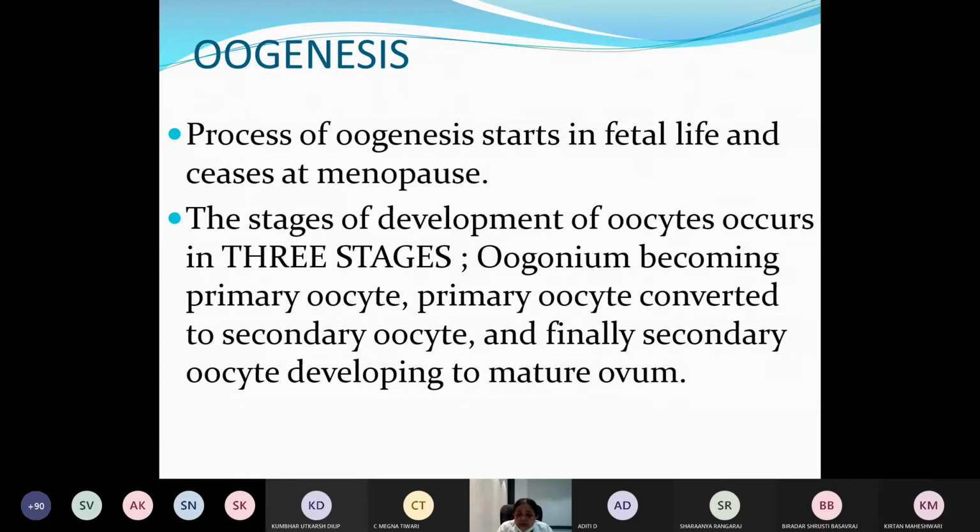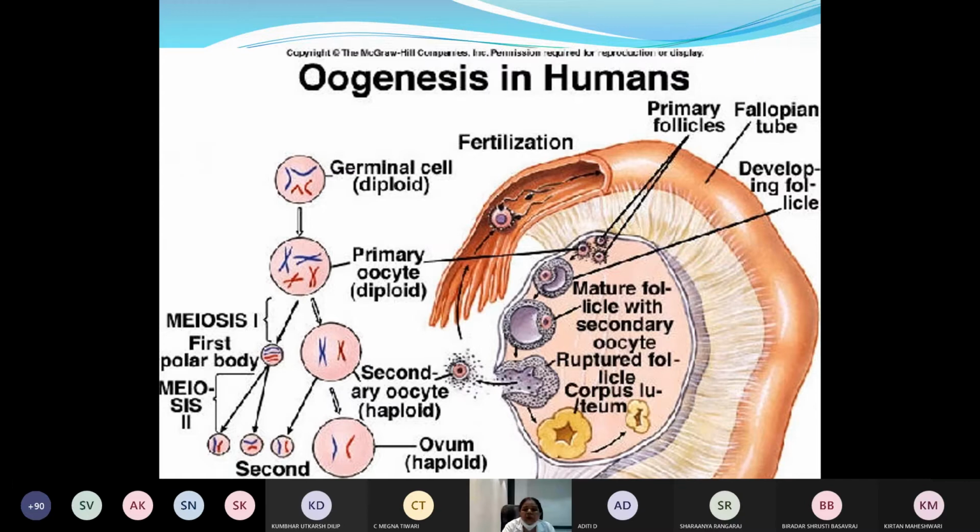Oogonium becoming primary oocyte, primary oocyte converted to secondary oocyte, and finally secondary oocyte developing to mature ovum. This is oogenesis in humans.